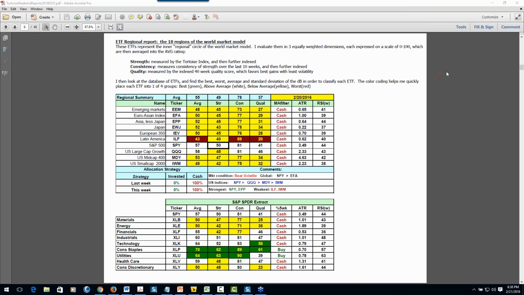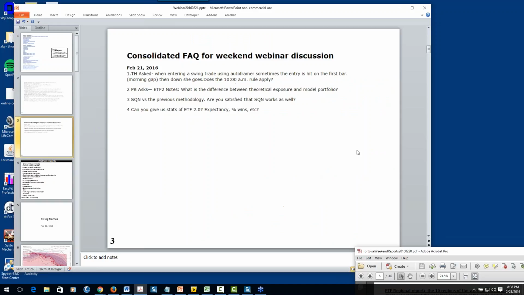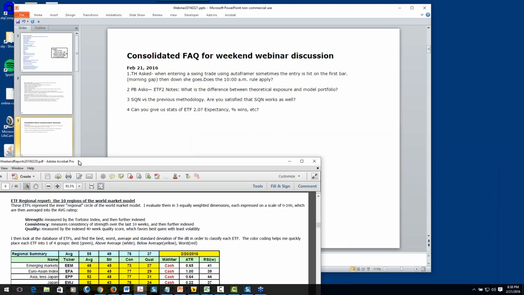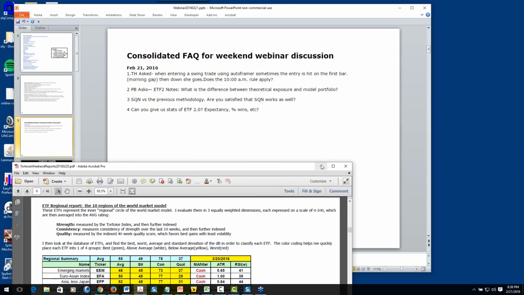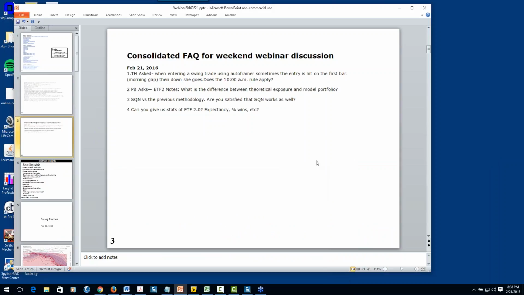I still owe you the rule set on that too. I'll get that up. SQN versus the previous methodology. Yes, I'm using the SQN as a way to define the risk-adjusted performance value of these.